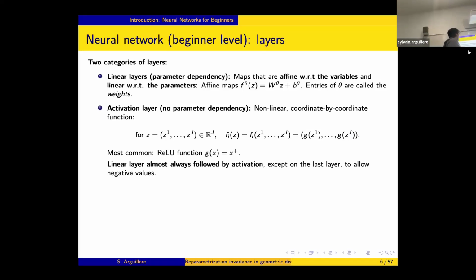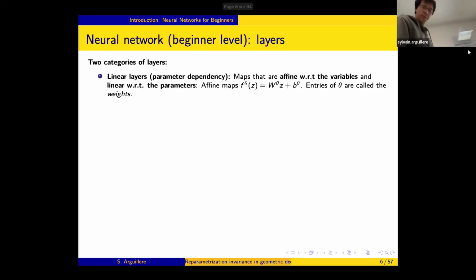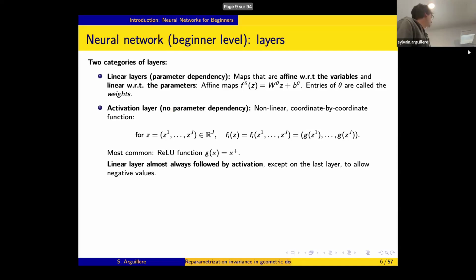And then you add activation layers, which basically are just a function of one variable, from R to R, which is nonlinear, and then you just apply it coordinate by coordinate on your variables, okay? And so one that's commonly used is the rectified linear unit function, but that's also called just the positive part, which I prefer to denote by a plus as an exponent. Okay, and usually, you do a linear layer and then activation layer and then linear layer and then activation layer, except maybe at the last one to allow for negative values.